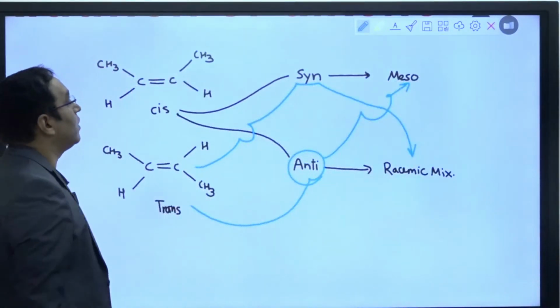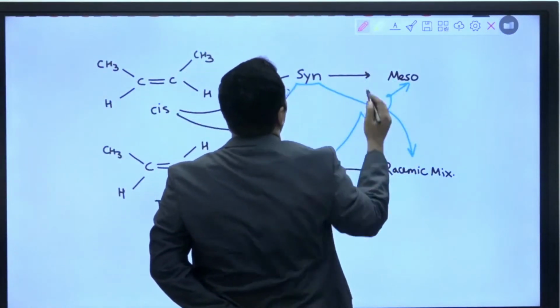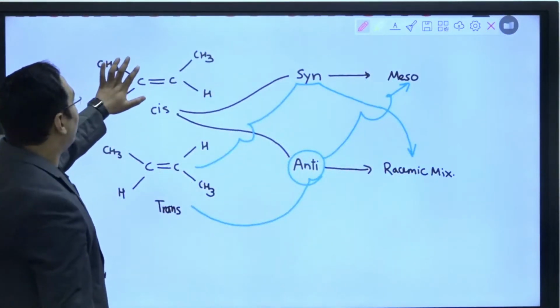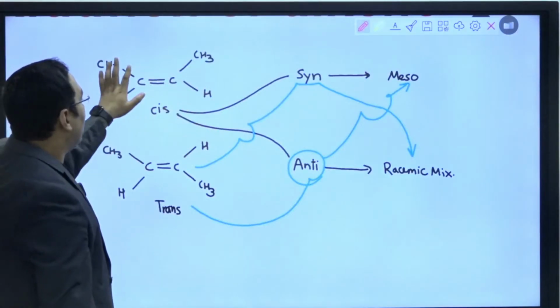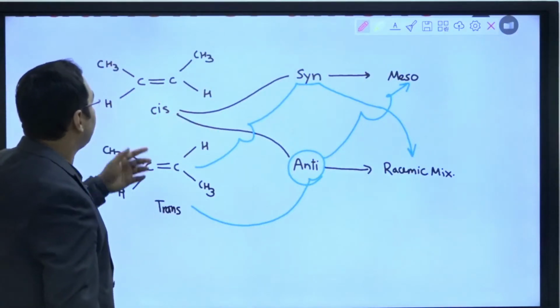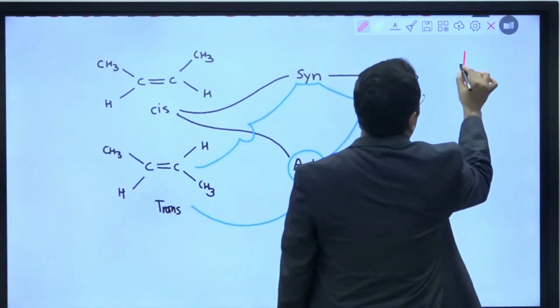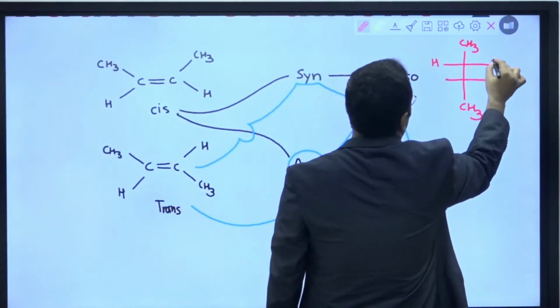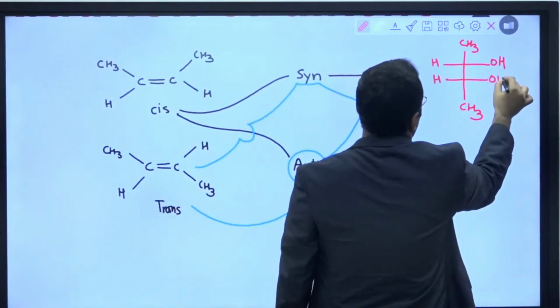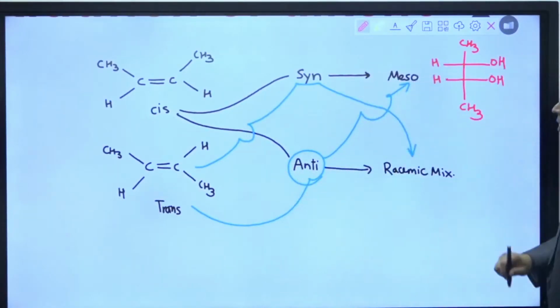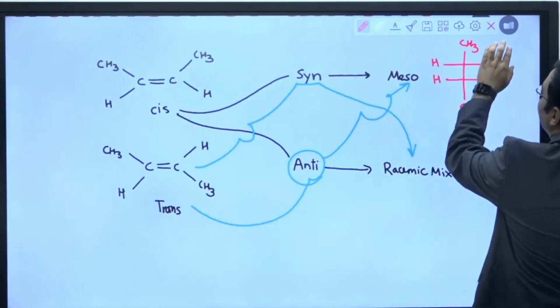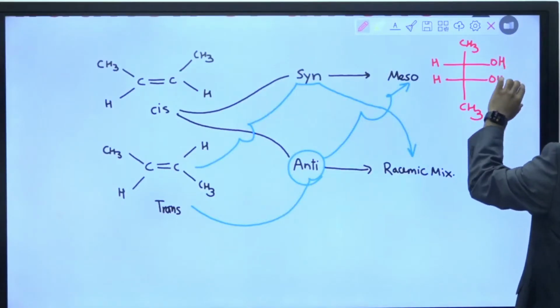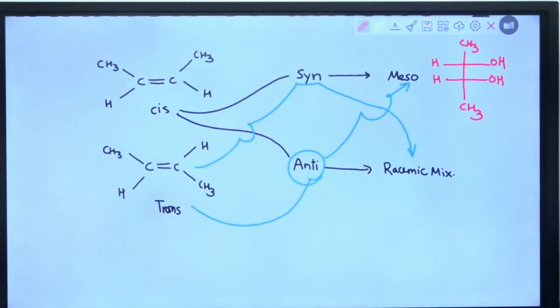So what is meso? Meso, if you recall, meso means plane of symmetry, right? So let's say this is the compound. I have to draw the meso of this compound, and let's say I have to put OH for instance. आप syn addition कर रहे हो OH, तो आंसर कैसा बनाओगे? CH3 on top, CH3 at bottom, H, OH, H, OH. This is syn. This is a meso compound. Okay. So syn hydroxylation, if I am doing syn hydroxylation, I have to put OH group and it will come like this.